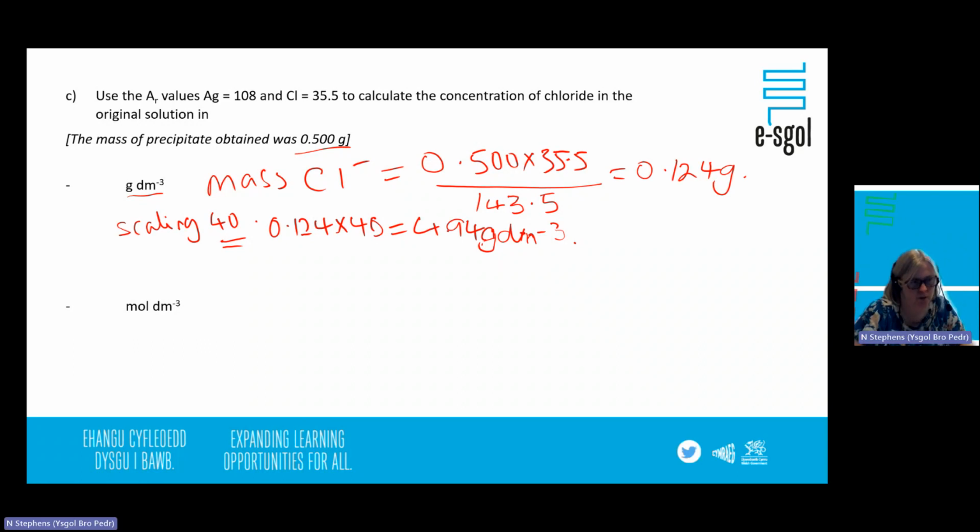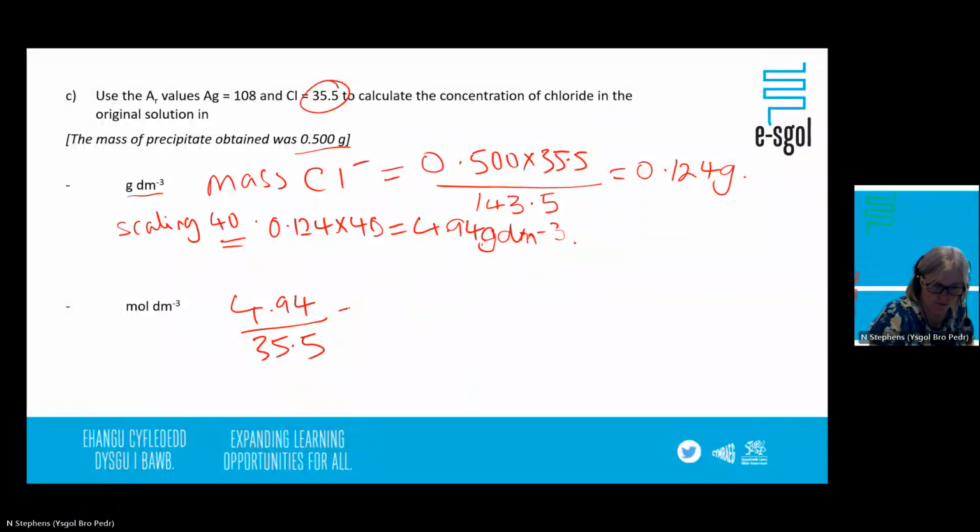So the moles per decimeter cubed, of course, then, well, if that's how many grams there are, and we know from the information supplied that chlorine has an atomic mass of 35.5, then to convert grams per decimeter cubed into moles per decimeter cubed, then you simply go 4.94 divided by 35.5, giving you then an answer of 0.138 moles per decimeter cubed.